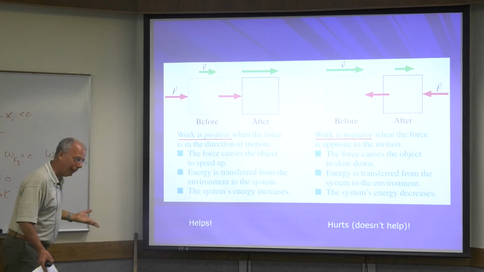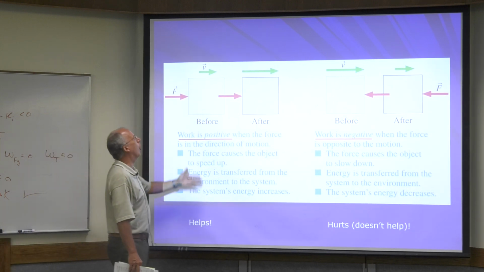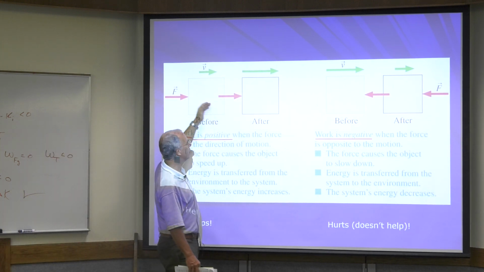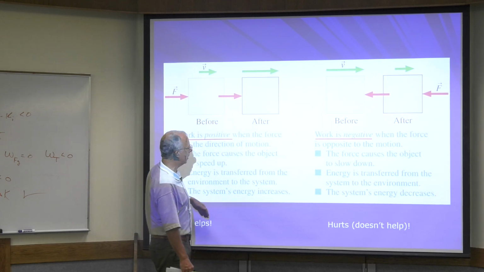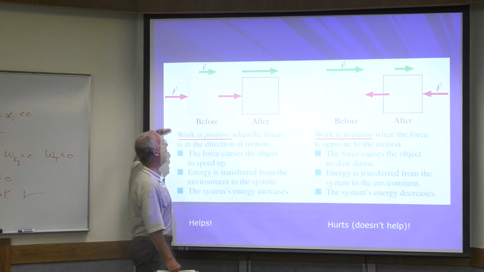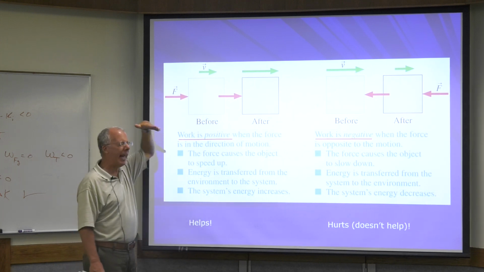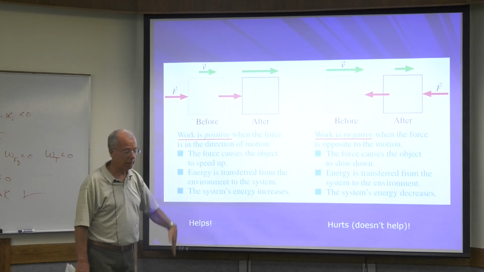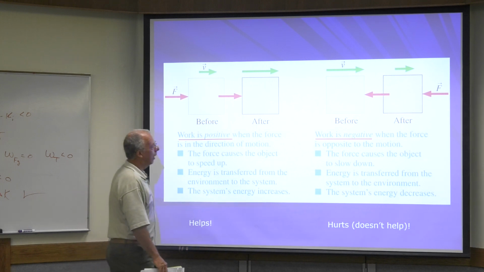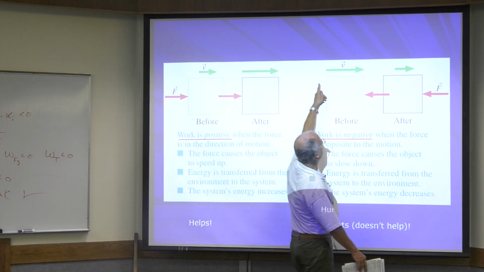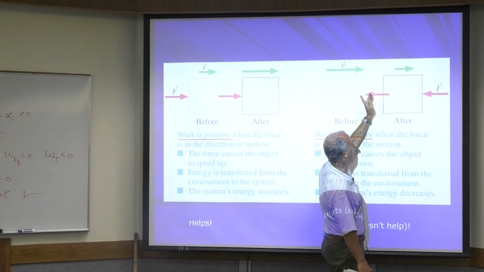So this is what I like to think of. It helps, right? If this thing wants to move, so positive work, it helps. It makes it go faster. Think of riding a bike down a hill. Gravity helps you go faster. Positive work. On the other hand, here the thing is moving to the right, force is applied to the left.